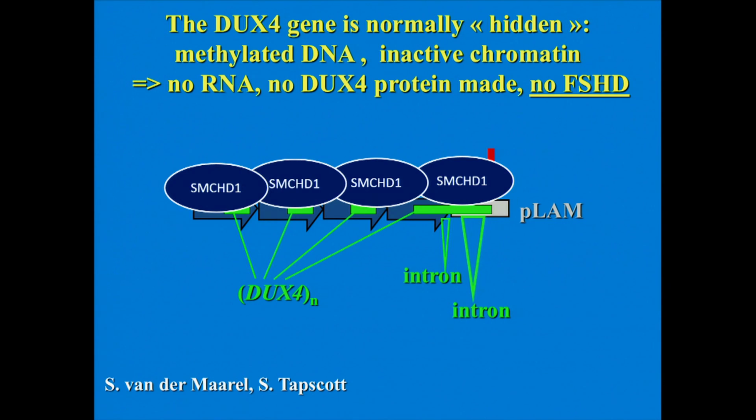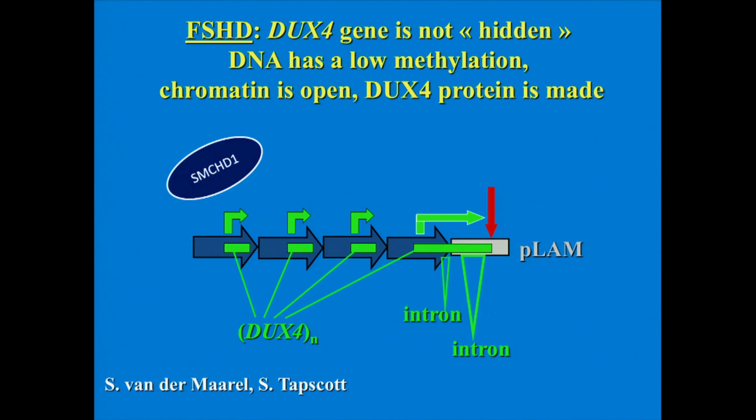And normally the DUX4 gene is hidden. Methylated DNA, compact inactive chromatin, no RNA, no DUX4 protein is made, no FSHD. And the SMCHD1 protein is bound to it, and it blocks everything. This was studied mostly by Silvère van der Maarel and Stephen Tapscott. Now, in FSHD, the DUX4 gene is not hidden anymore. DNA has low methylation, chromatin is open, the DUX4 protein is made. There is hardly any SMCHD1 protein around.